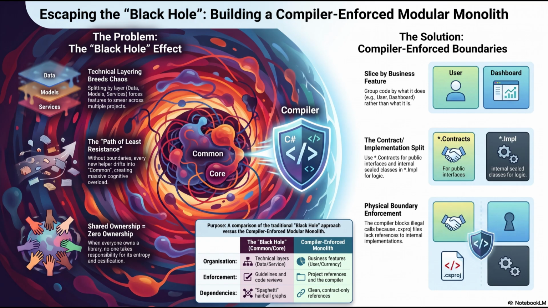Exactly. The contracts project acts essentially as the port in a hexagonal architecture, applied strictly on a per-feature basis. If the internal business logic of your user impl project becomes incredibly complex, you are entirely free to implement clean architecture inside that specific project. The external boundary, the compiler guardrail we set up, does not care what architecture you use inside the VIP room, as long as you continue to honor the public contract at the door.